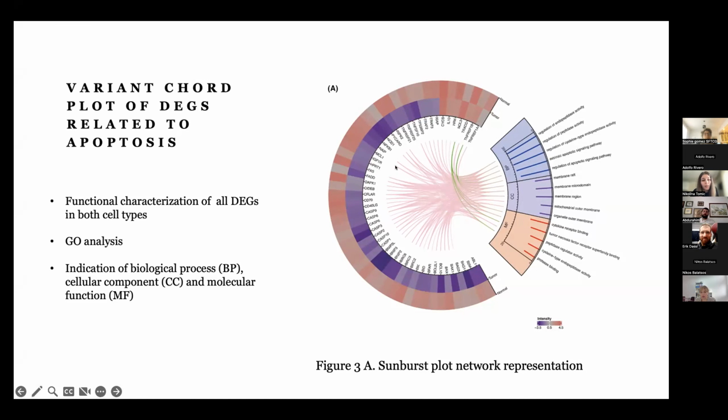The top 5 cellular component terms associated with the genes are membrane raft, membrane microdomain, membrane region, mitochondrial outer membrane, and organelle outer membrane. And the molecular functions which were noted are cytokine receptor binding, peptidase regulator activity, cysteine-type peptidase activity, and protease binding activity.